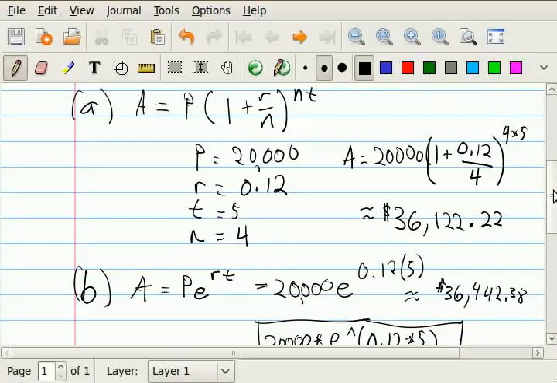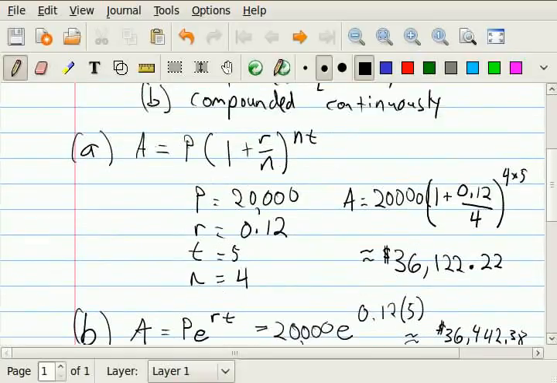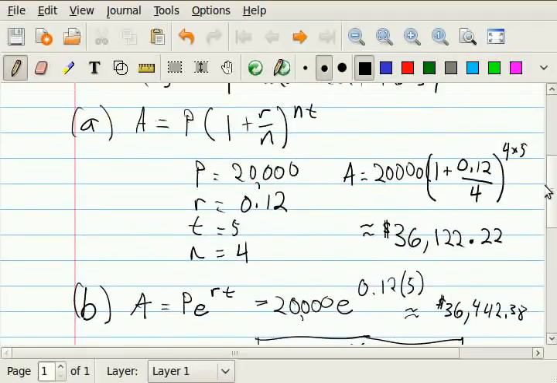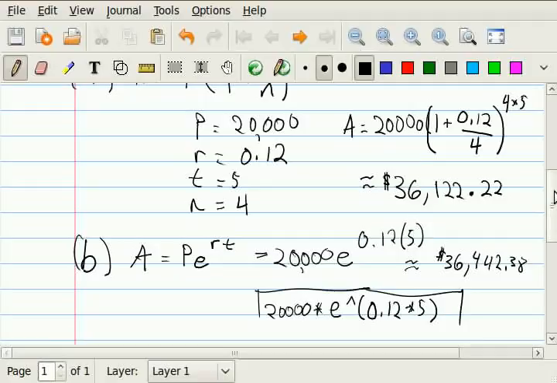If you're investing, by the way, the more often you compound interest, the more money you earn. So compounding continuously, which kind of means compounding infinitely often, is the best thing for the investor. If I'd compounded not 4 times a year, but say 12 times a year, compounded monthly, I'd be somewhere in between these two numbers.